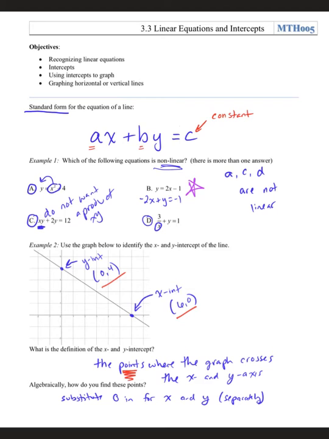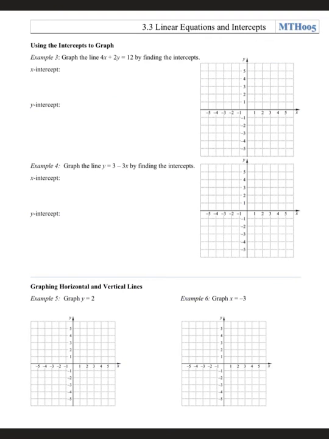Okay, and we'll look at some examples on the next page. So now we want to use the intercepts to graph. If it's telling you to use the intercepts to graph, you must do it this way. When you submit any handwritten work, I'm going to be looking that you use the correct approach.